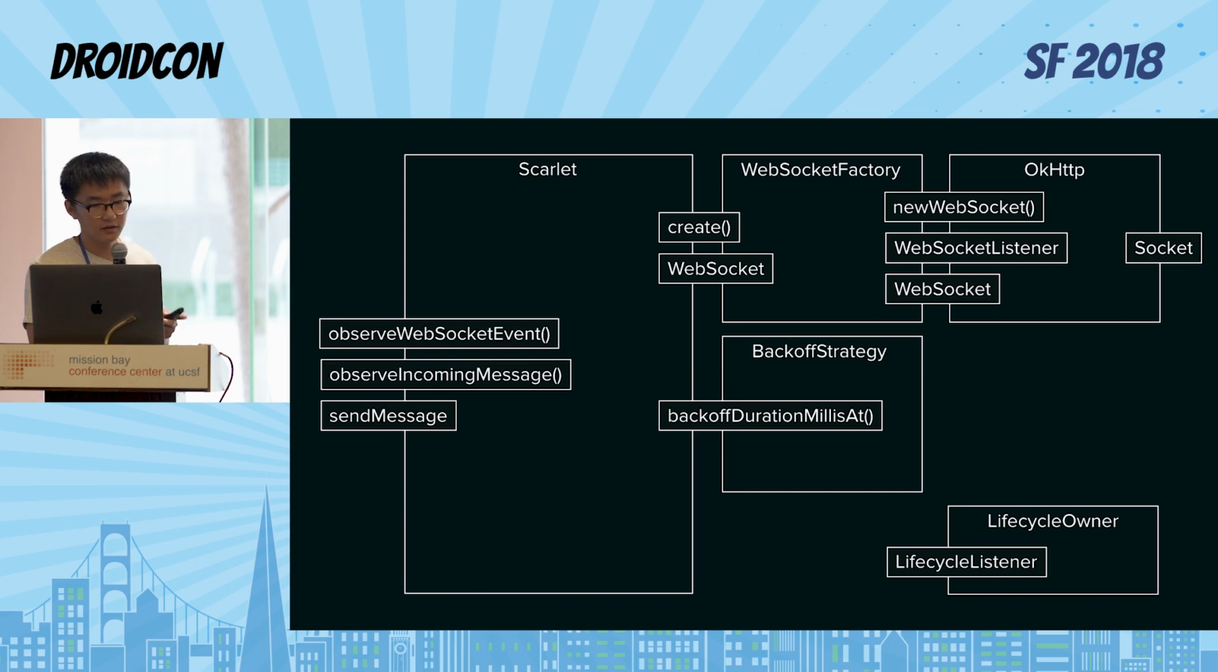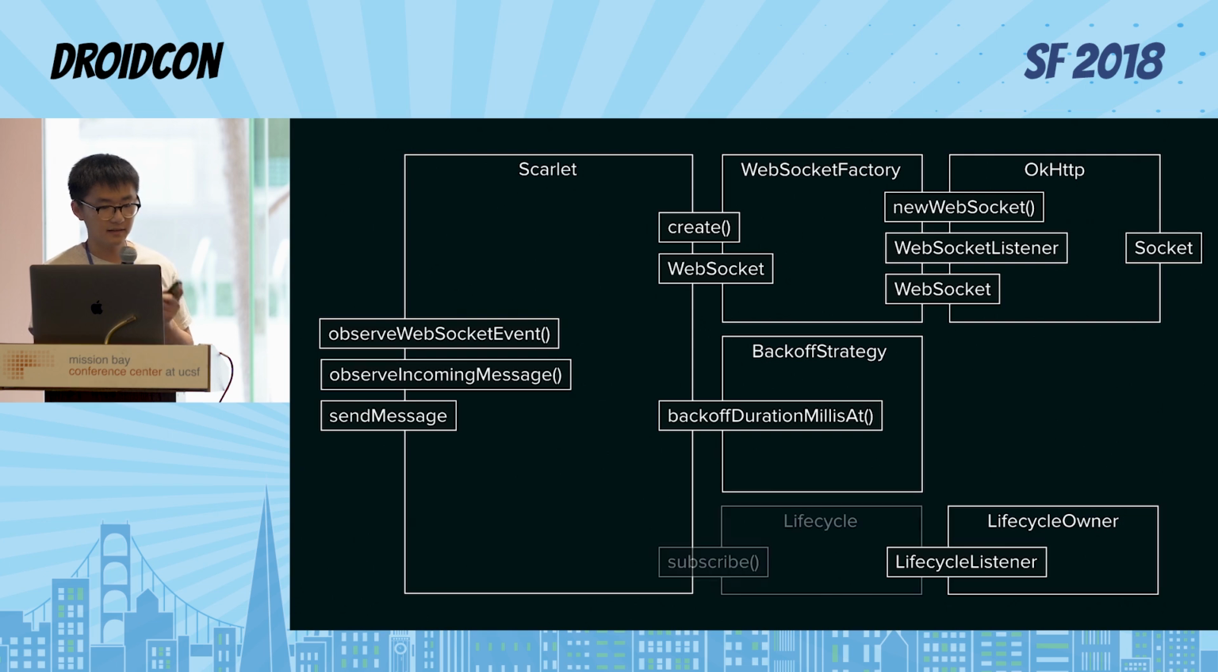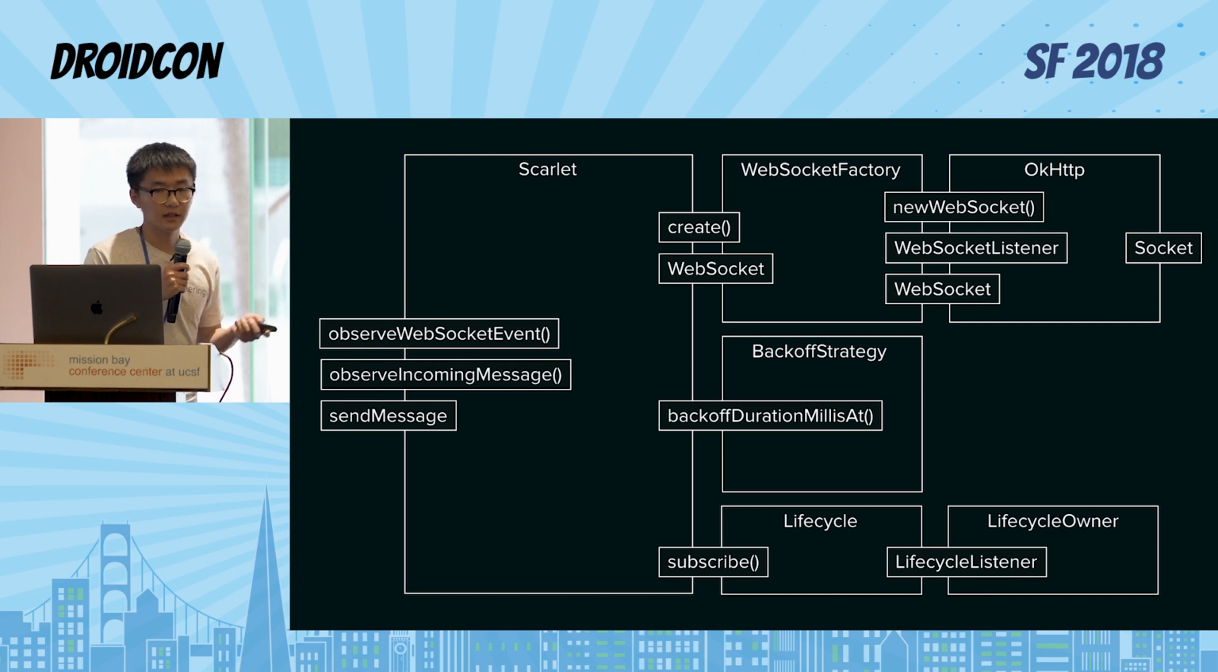Next, in order to close the connection and stop retrying when the app is in background, Scarlet listens to the lifecycle owner, and this is also done using dependency inversion, so that Scarlet can be a pure Kotlin library, and it does not have to depend on Android.